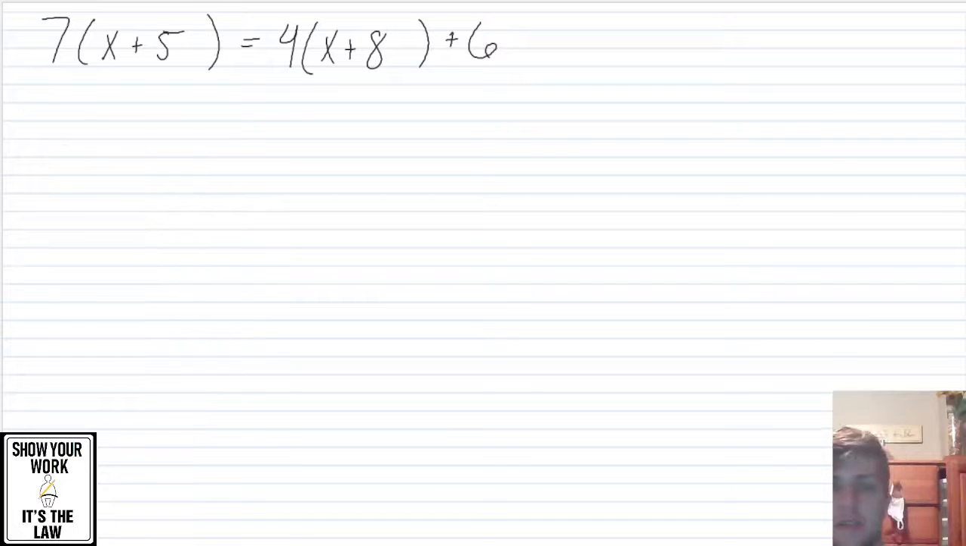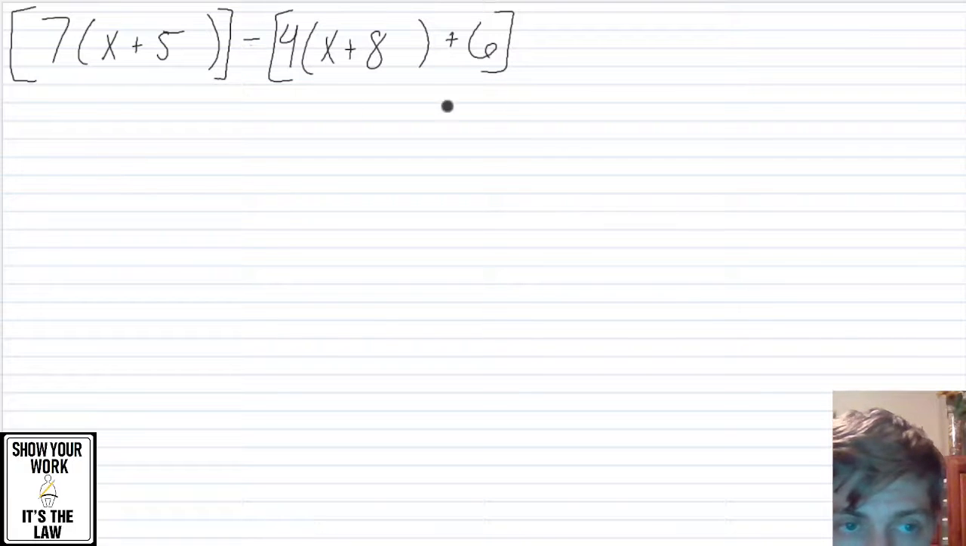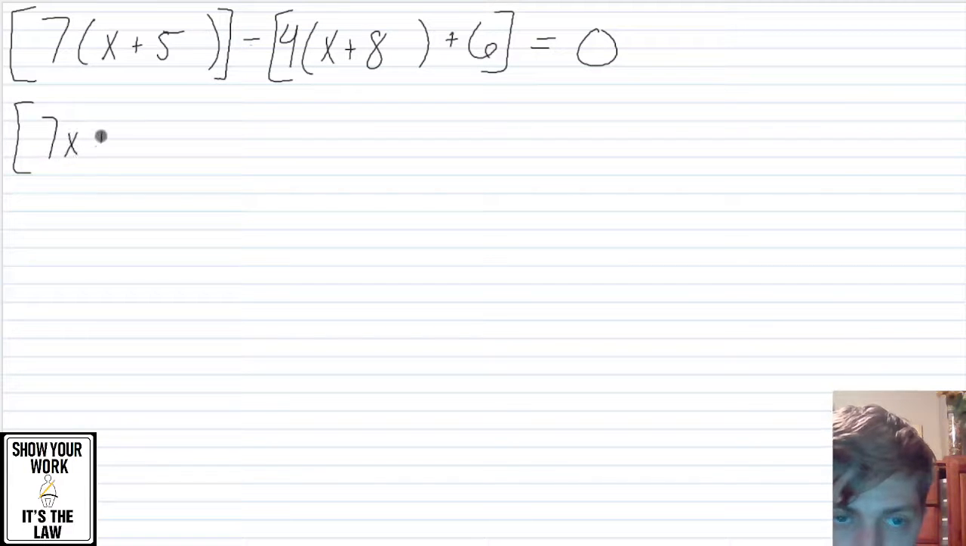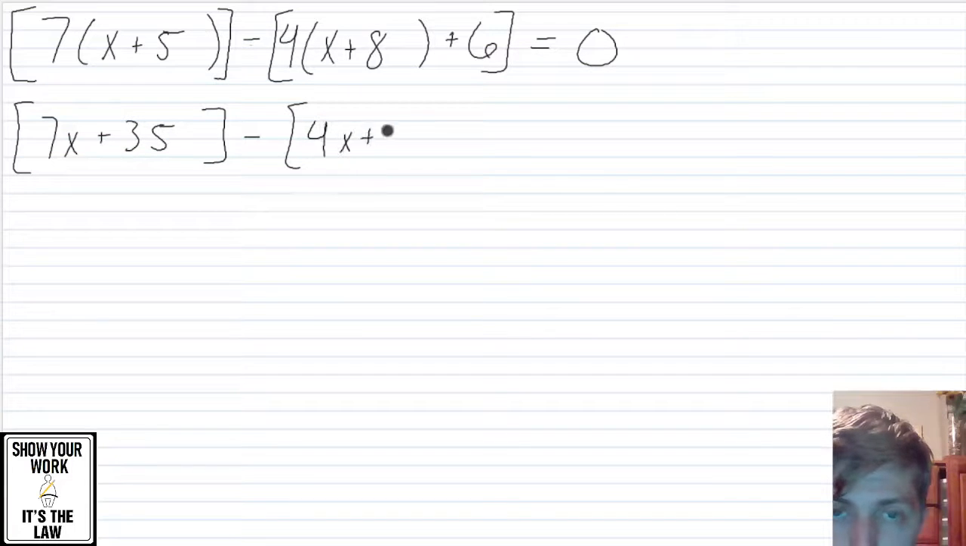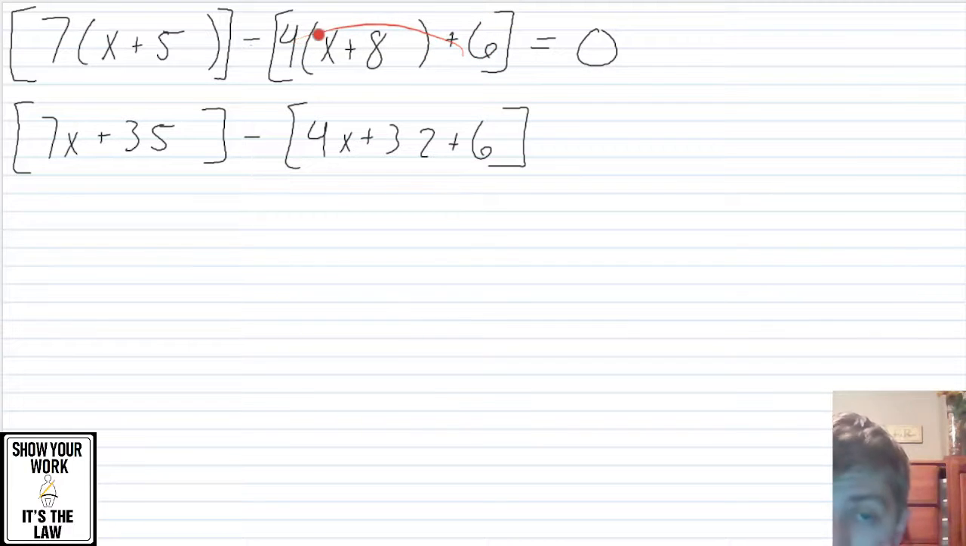All right, let's do this one, and we'll call this lesson done. All right, let's box them up. We'll ship the one over to the other, and we'll do that just by boop, and make it equal to 0. All right, distribute within the braces. That gives us 7x plus 35. And then over here we got 4x plus 32 plus 6. And keep in mind that the 4 does not get distributed to the 6 as well, because 4 is only being multiplied by this chunk. This plus 6 is after the fact. So do not distribute the 4 to that 6.